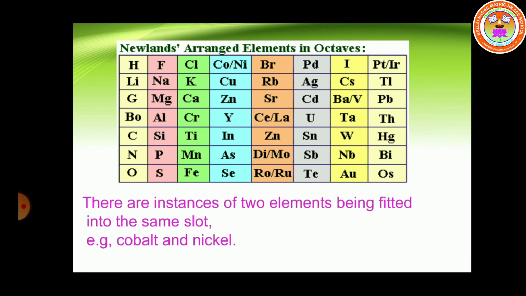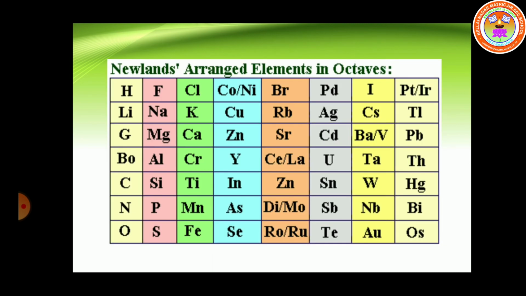And students, what are the limitations of Newland's law of octaves? Newland arranged the elements in the increasing order of their atomic masses, and he arranged the 56 elements known at that time. The first element and the eighth element have similar properties. This is Newland's law of octaves.